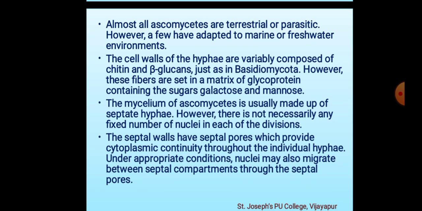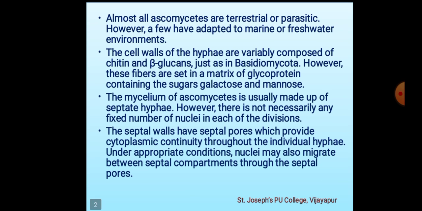Almost all ascomycetes are terrestrial or parasitic. However, a few have adapted to marine or freshwater environments. The cell walls of the hyphae are variably composed of chitin and beta glucans, just as in Mycota. However, these fibres are set in a matrix of glycoprotein containing the sugars galactose and mannose.